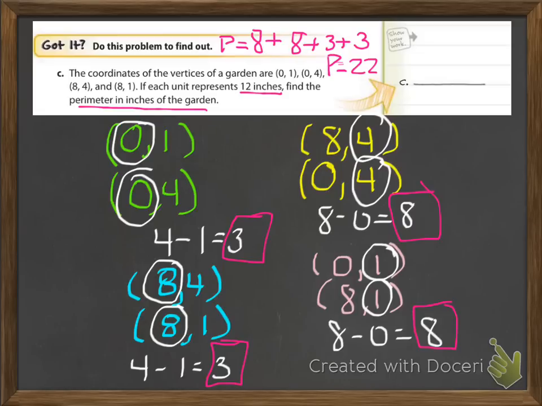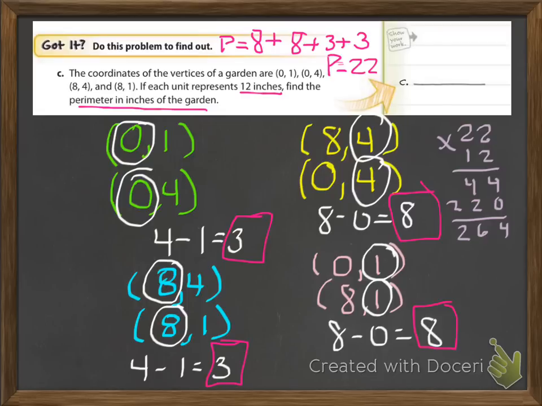Okay, so we found out that the perimeter is 22, but keep in mind that's not our final answer. So you don't want to put that on the answer line. We want to use that 22, and we want to say, okay, if each unit represents 12 inches, what's the perimeter in inches? So now we need to take the 22 and multiply it by 12.